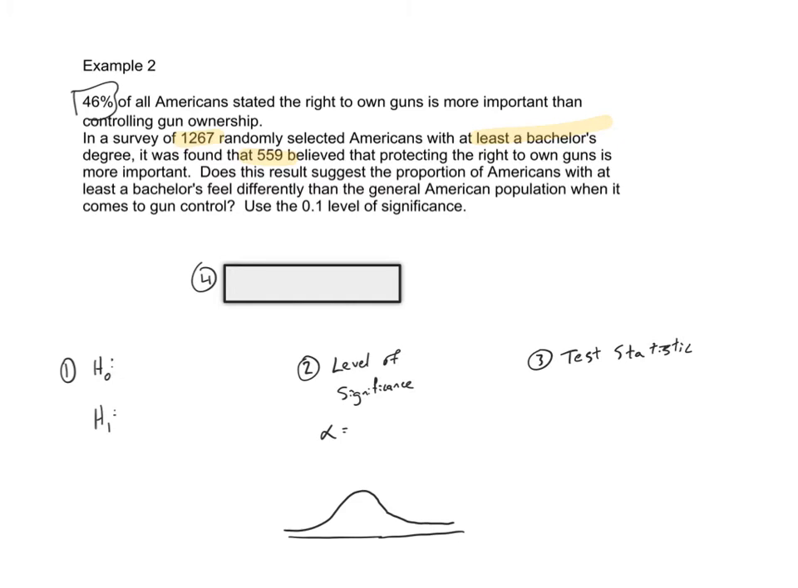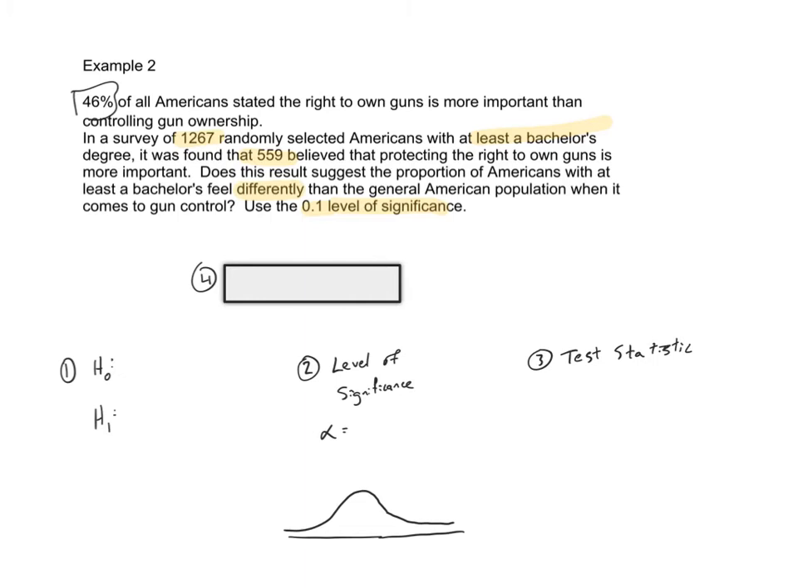So, does that sample suggest that the proportion of Americans with a bachelor's degree feel differently than the general population? And use the 0.10, 10% level of significance. So as I read that, I highlighted the key stuff, and now we're going to use all that as we go down and perform our hypothesis test.